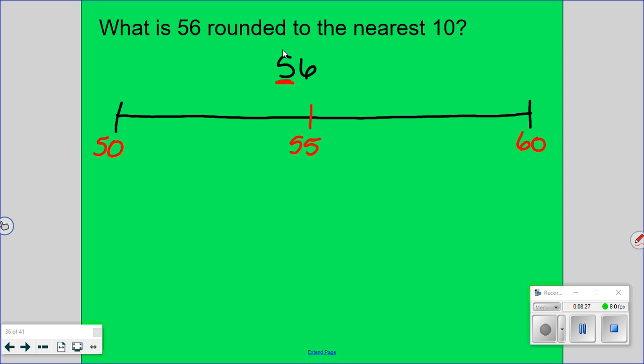Where does 56 go? Julian, where does 56 go? Next to 55. On what side? On this side or this side? The right side. 56 is going to go pretty close to 55, but still going towards 60.